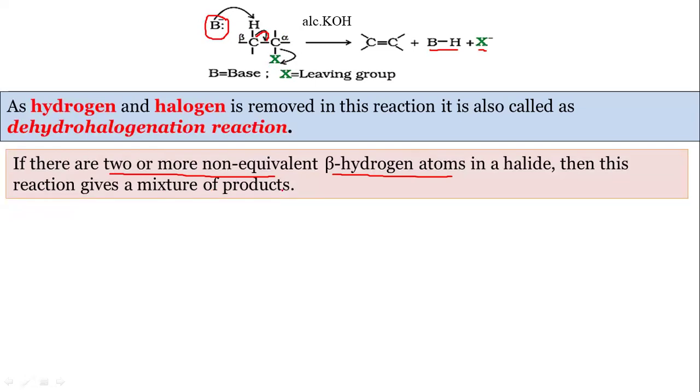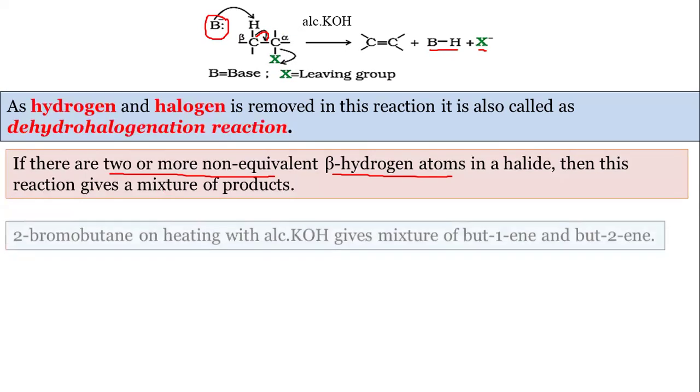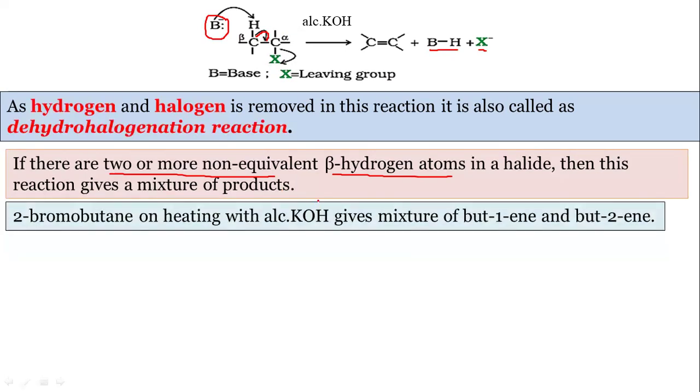And for the identification of major and minor products, one rule is applied. That rule is called the Saytzeff Rule. Before that, we'll take one example here: 2-bromobutane. This question is many times asked in board examinations. 2-bromobutane on heating with alcoholic KOH gives a mixture of but-1-ene and but-2-ene.